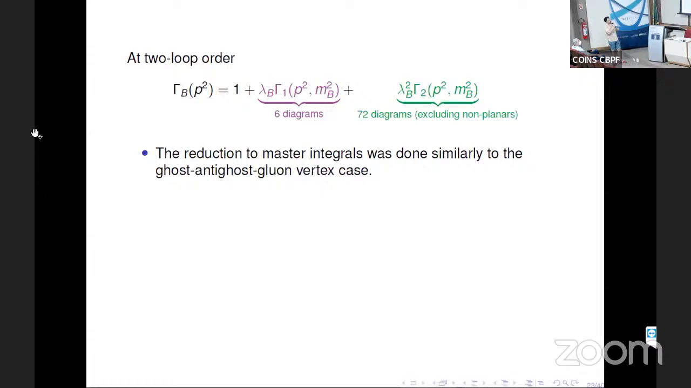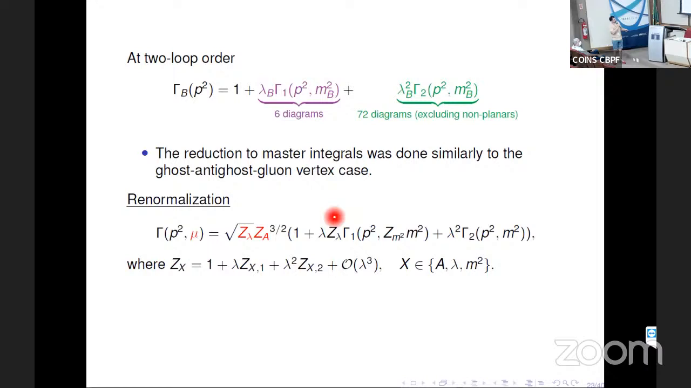Again, we have the tree level correction, one loop and two loop, and we reduce the master integrals similarly to the previous case. We renormalize, but in this case, this quantity here is no longer one, so this quantity does depend on the renormalization scale. And when we substitute these Z factors, we expand in lambda and we take the lambda square order, right? We implemented similar cross checks, and here I am showing you the results.